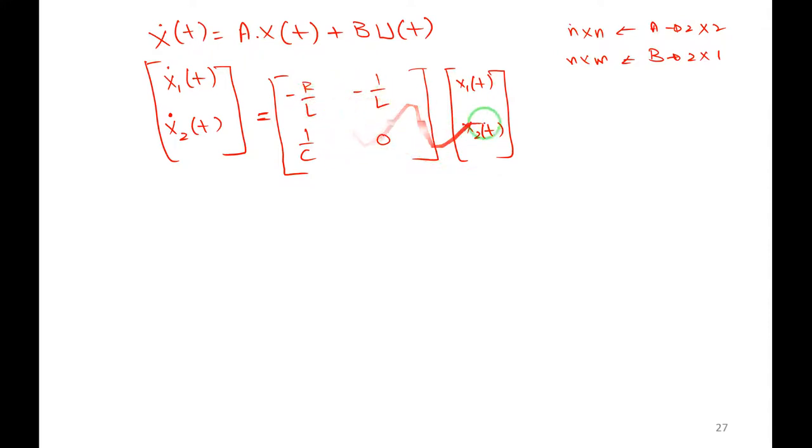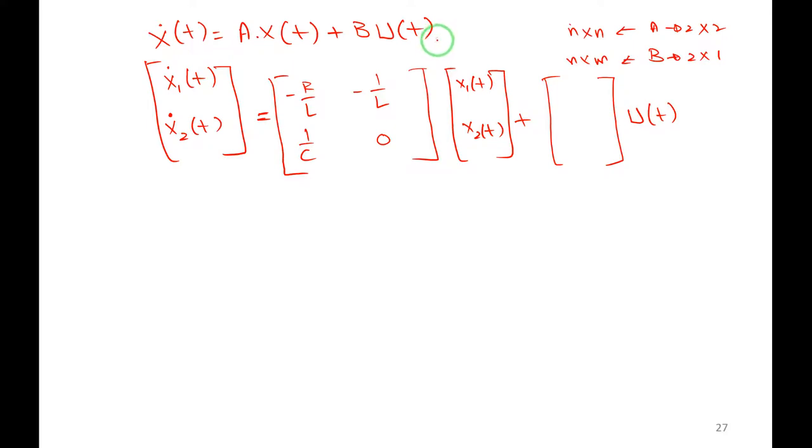This is matrix A and its order is 2 cross 2: 2 rows, 2 columns. And this is x of t, the state vector with two states, x1 of t and x2 of t, plus B. What is B? It is 2 rows and 1 column, so I have to fill this up. Then what is u of t? How many inputs are there? Only one input, so I'll write u of t.